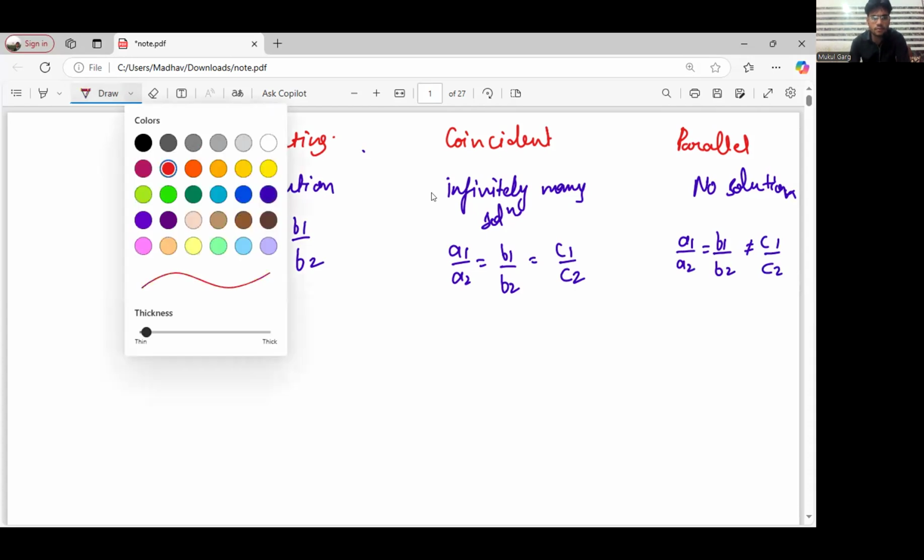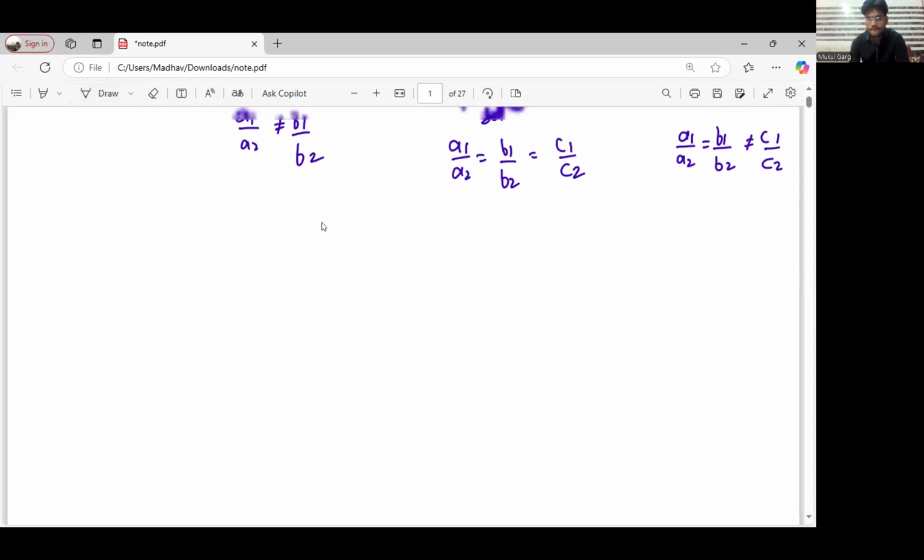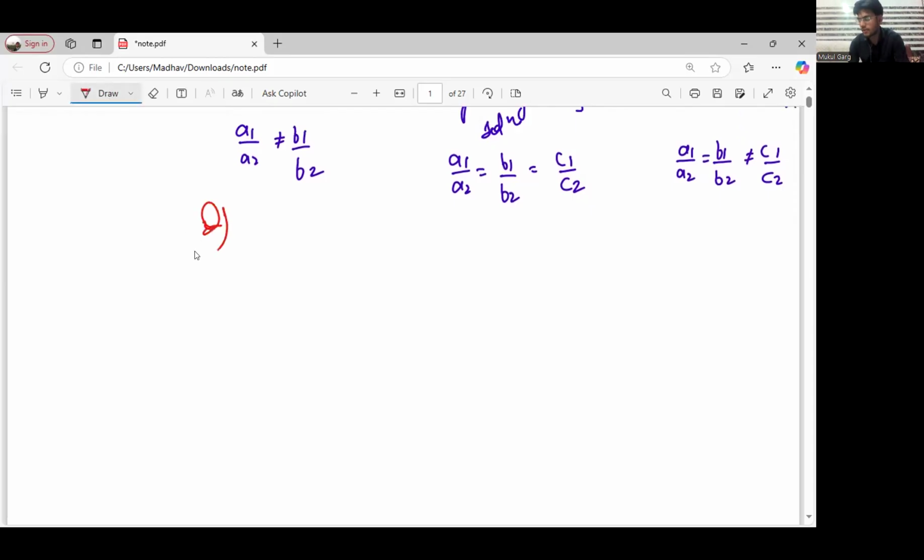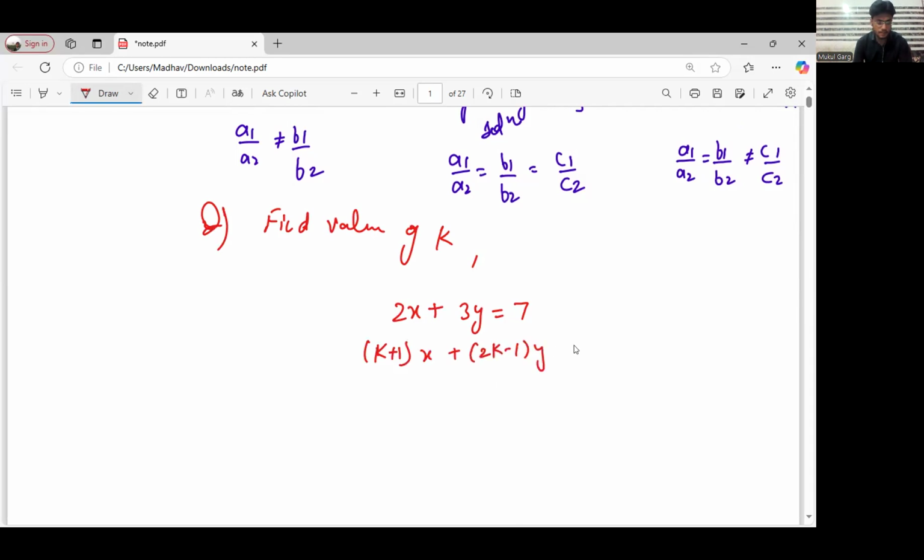with the first question. This is from the CBSE 2019 questions. Find the value of k for the following pair of linear equations. 2x plus 3y equals 7. And then we have the second equation, (k plus 1)x plus (2k minus 1) into y equals 4k plus 1.